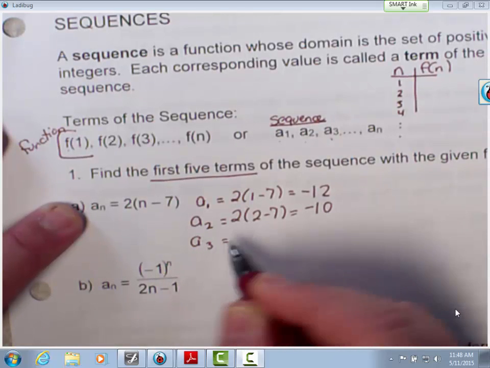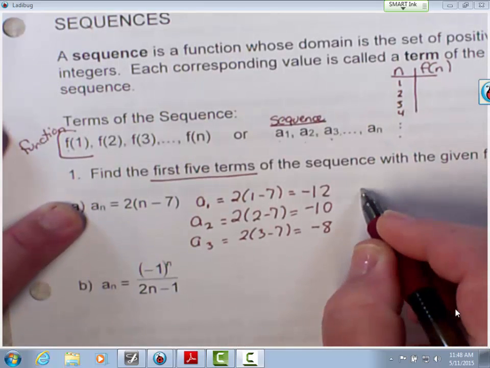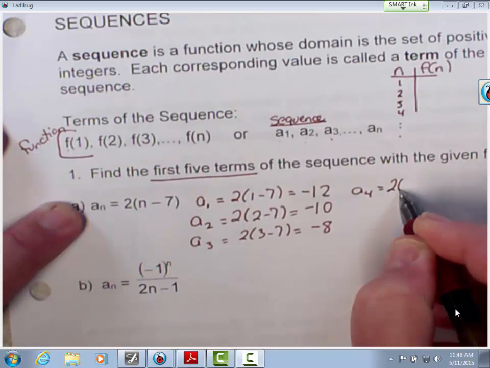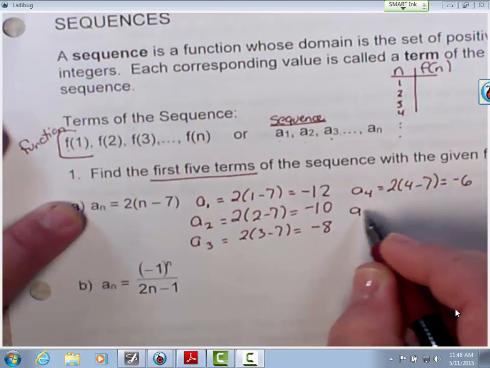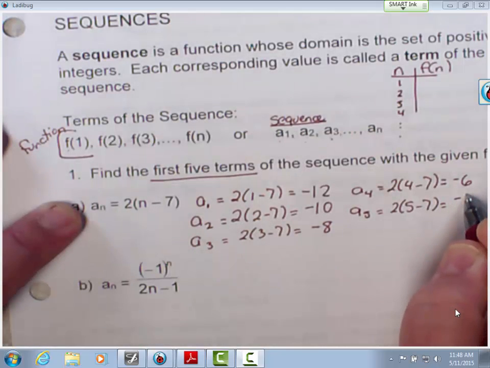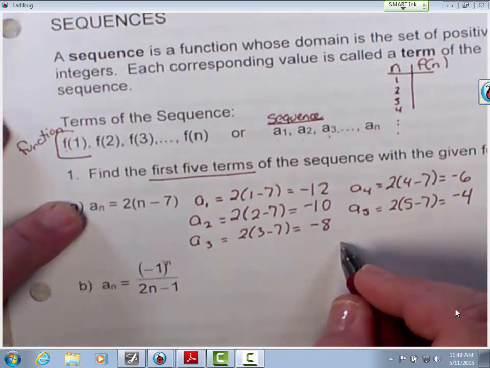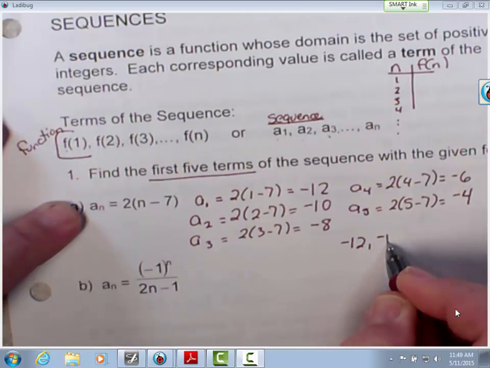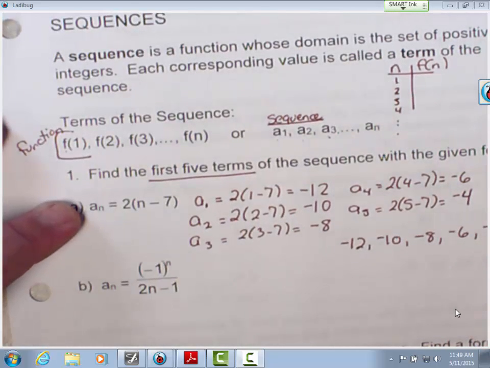A sub 3, 2 times 3 minus 7, which gives me negative 1. A sub 4 would be 2 times 4 minus 7, which gives me positive 1. And A sub 5 is 2 times 5 minus 7, which gives me positive 3. Okay. All right, so then I write that out in sequence format, and then that sequence would continue on. Okay, so that's my answer.